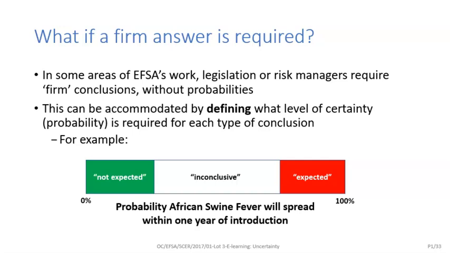Probability thresholds of this type should be agreed with risk managers because they require risk management judgments, and they should be published if possible for transparency. Once the thresholds are defined, the panel can quantify uncertainty in terms of probability when conducting the assessment, but translate this into appropriate verbal conclusions for reporting.